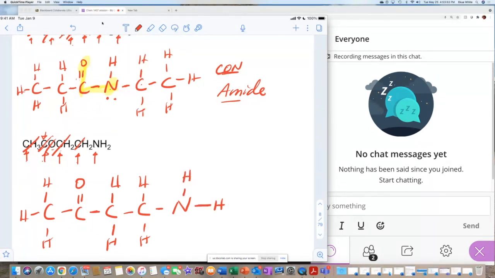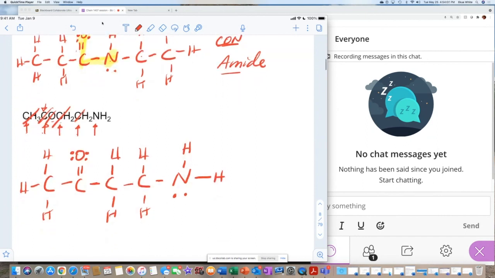Then remember you have to fill in pairs. I haven't done it for oxygen. I didn't do it back here. Hold on a second. You have to make sure you have an octet of all the elements that are not hydrogen, according to Lewis structure. Let's see what we have here.